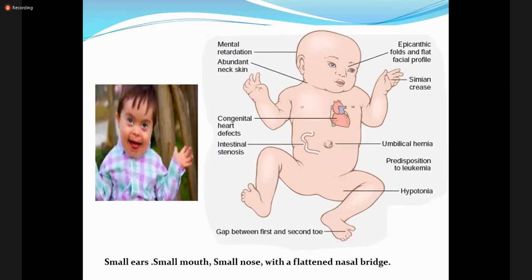Okay, so these are the features of Down syndrome: there would be some mental retardation, abundant hair, epicanthic folds and a flat facial profile, and a simian crease, which is very important. Congenital heart defects are present. There is umbilical hernia, intestinal stenosis, and of course predisposition to leukemia, hypotonia, and a gap between the first and the second toe. These are the typical features of Down syndrome.